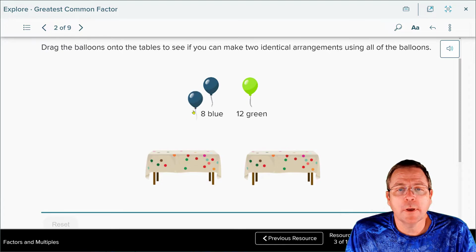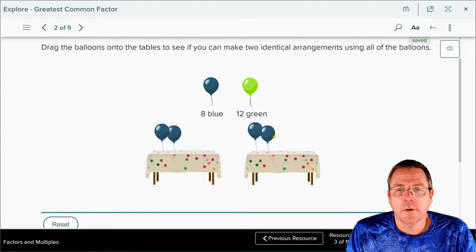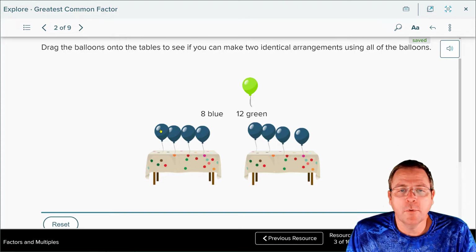Well, I'm going to say I can put a blue and a blue. Probably need to have that blue a little higher there. Another blue and another blue, and again, and again. And that's all my blue balloons.